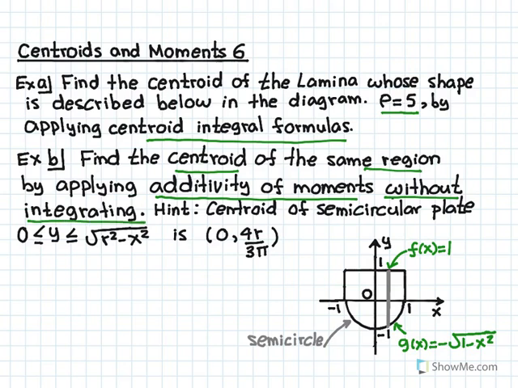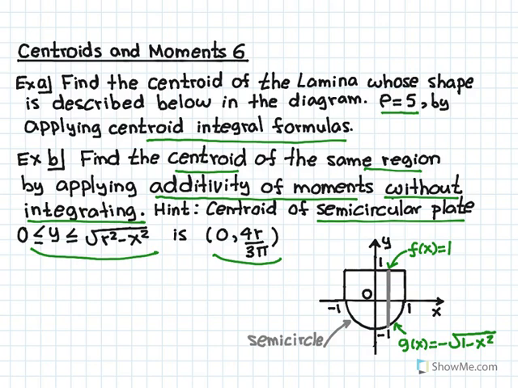integrating, no integrals. And the hint here is the centroid of a semicircular plate, y between 0 and root of r squared minus x squared, is 0 for r over 3 pi. Those are x and y coordinates of the center of mass of a semicircular plate.